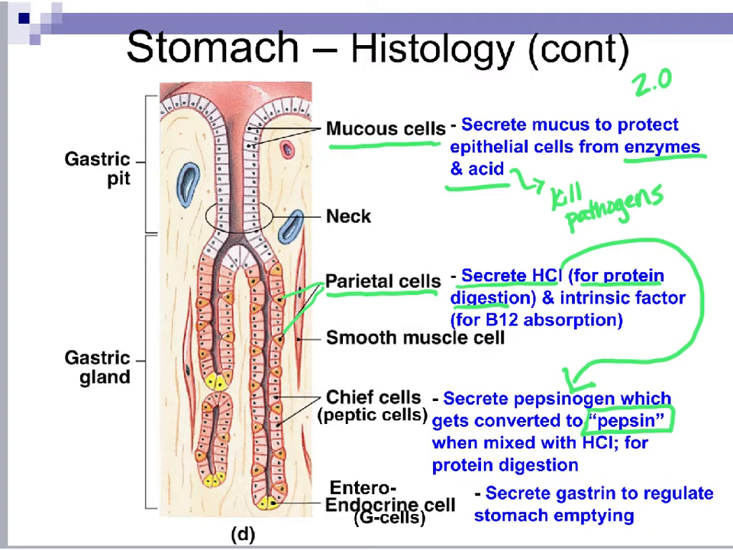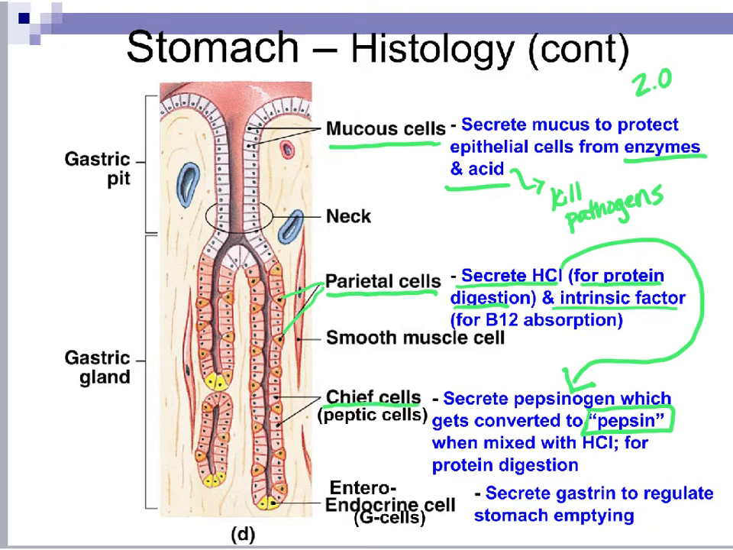The hydrochloric acid on its own doesn't carry out that protein digestion. All it does is activate pepsinogen and turn that pepsinogen into pepsin, and pepsin is the enzyme that breaks down proteins. So parietal cells are making hydrochloric acid for activating pepsinogen, but they're also secreting what we call intrinsic factor, and that is something that's necessary for vitamin B12 absorption.